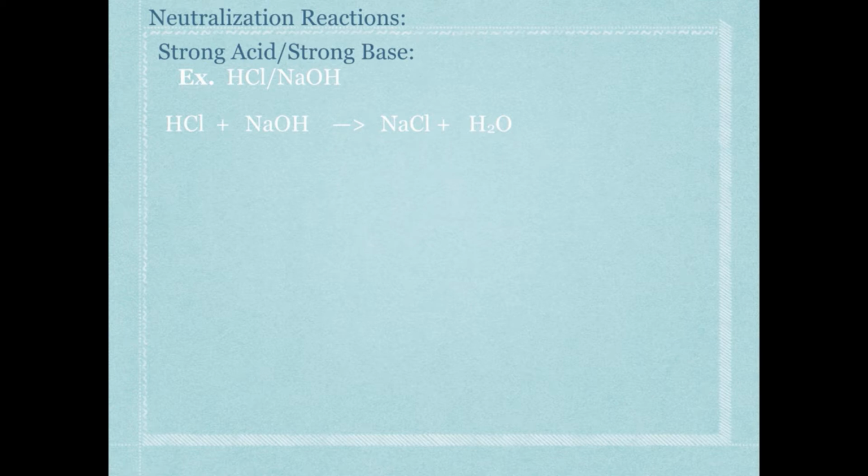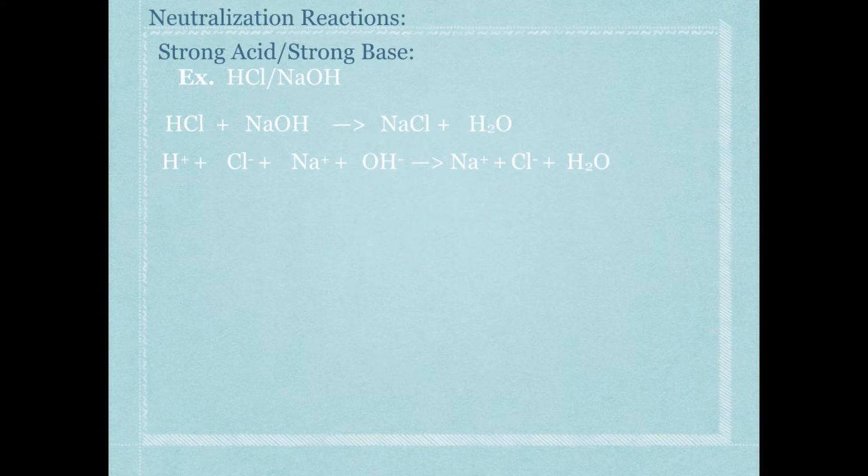What's new is that now we have to break apart what's soluble and what's a strong acid or a strong base. Hydrochloric acid is a strong acid, which means it's going to break up into its ions, H plus and Cl minus. If it were a weak acid, it wouldn't do that. It would stay together. NaOH is a strong base, so it's going to break up into Na plus and OH minus. And NaCl, because you've got a group 1 metal there, is soluble, so it's going to break up into Na plus and Cl minus, and water is going to stay together.